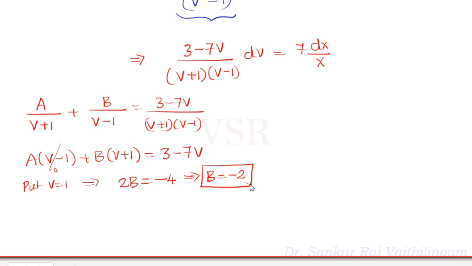Next, put v equal to minus 1. Then the B term becomes 0. Minus 1 minus 1 is minus 2, so minus 2 times capital A is equal to 3 plus 7, which is 10. So capital A is equal to minus 5.